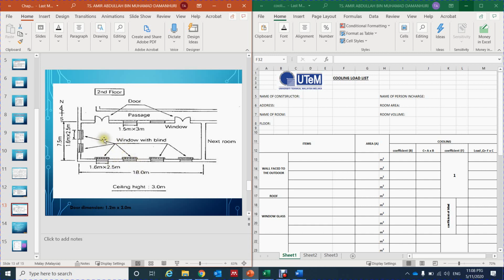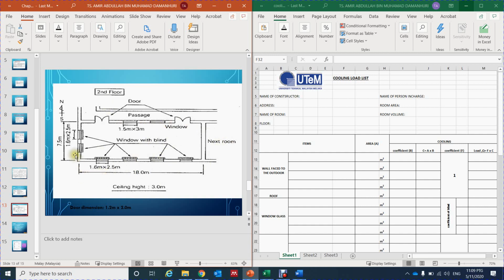So as you can see here, there are about 1, 2, 3, 4, 5, 6 windows that have blind, and then we also have windows that are attached here to the passage, and then we have two doors here that enter the room. So we want to calculate only the load that is specifically for the office, not this side or this side.